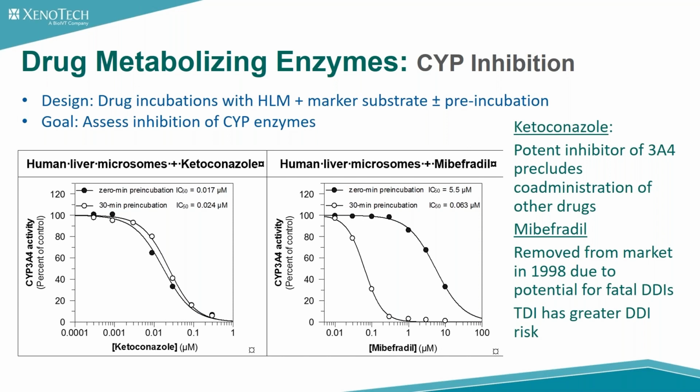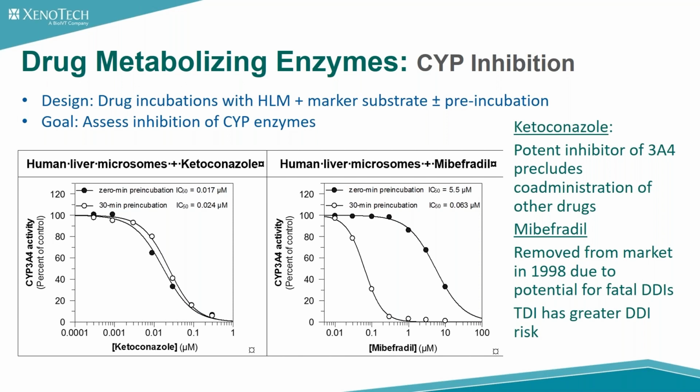So ketoconazole, shown on the left, it's an antifungal drug, and again, it's either pre-incubated with the microsomes prior to starting the reaction, or it's added directly with the marker substrate. And as you can see here in this example, we do see inhibition of 3A4 activity by ketoconazole. However, there's virtually no difference in the IC50 curves between the treatment with the 0-minute pre-incubation and the 30-minute pre-incubation. So no shift in the IC50 curve is indicative that ketoconazole is a direct inhibitor only of 3A4.